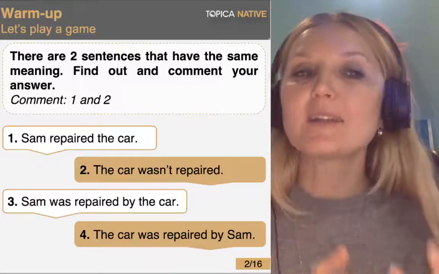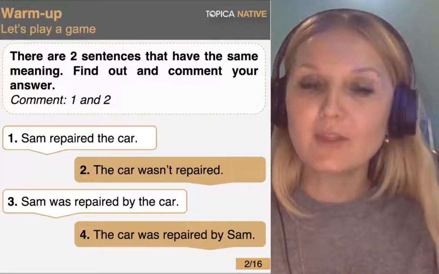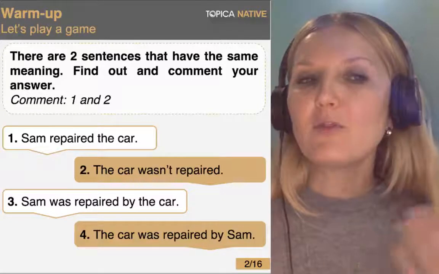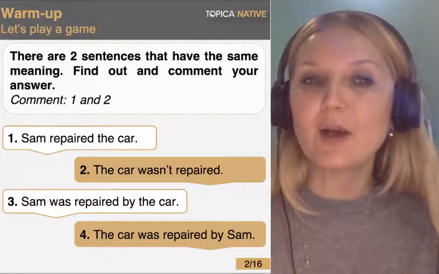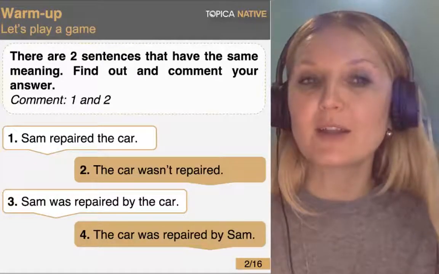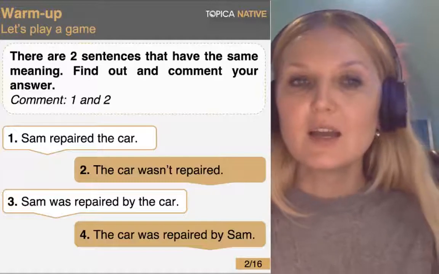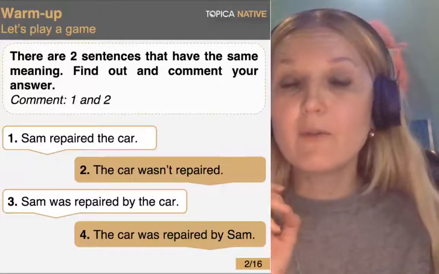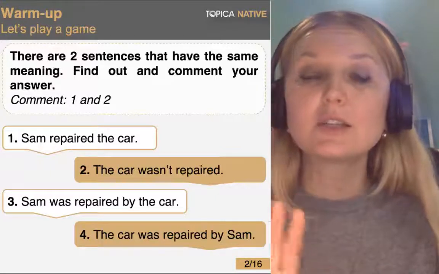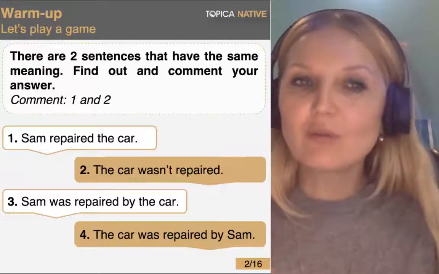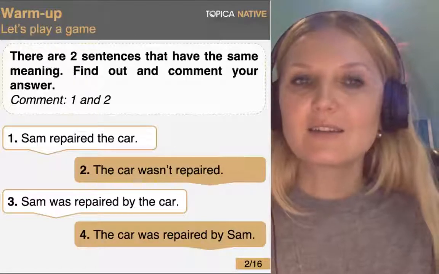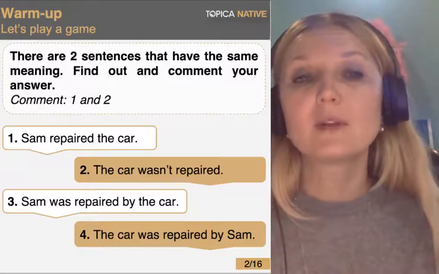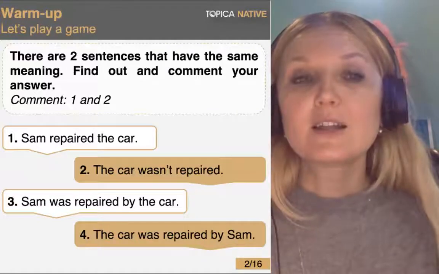So number 1, Sam repaired the car. The car wasn't repaired, so it's a negative form, right? Number 3, Sam was repaired by the car, and the car was repaired by Sam. Excellent, but you don't need 2 and 3. They are all different. They don't have the same meaning. Only one pair. Okay?